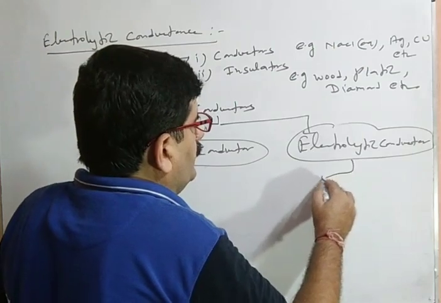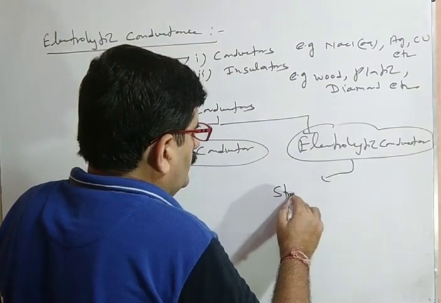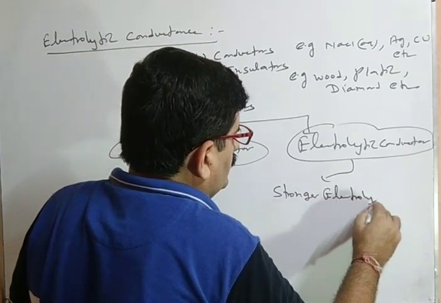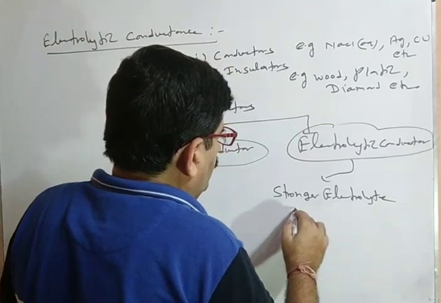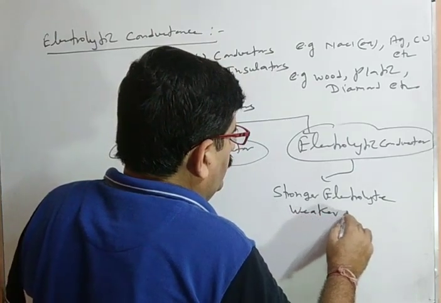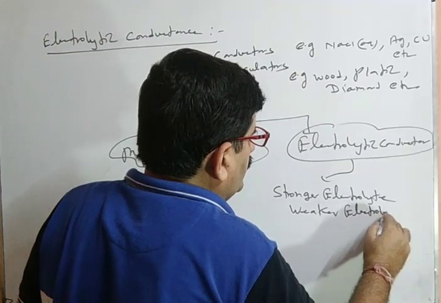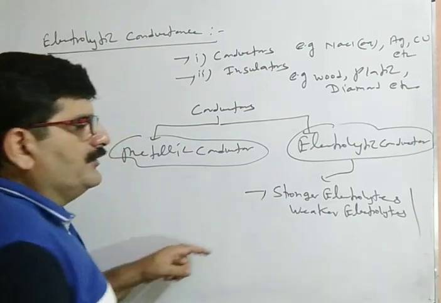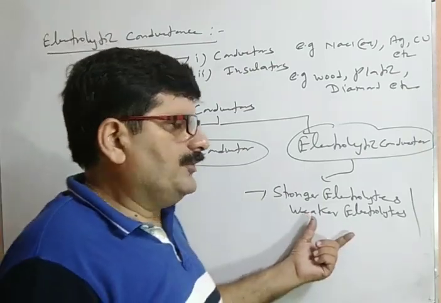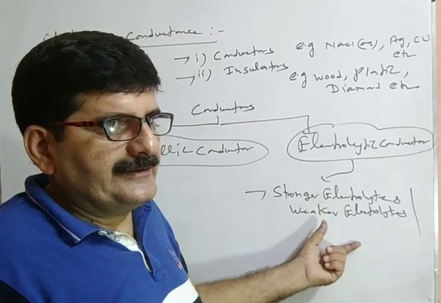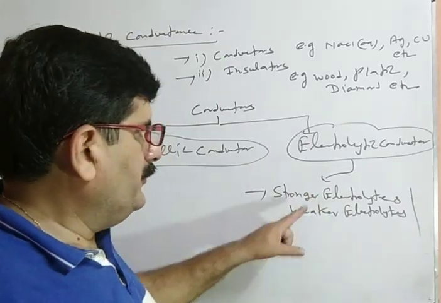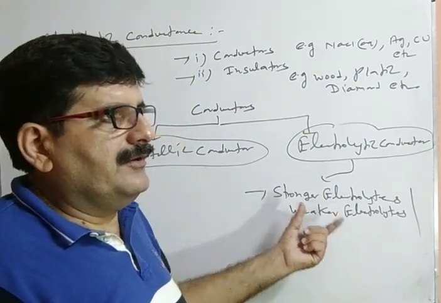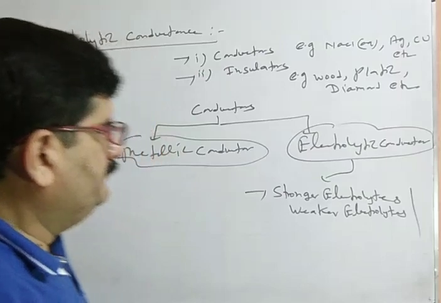Electrolytic conductors are two types: stronger electrolytes and second one weaker electrolytes. Stronger electrolytes are very good conductors of electricity, whereas weaker electrolytes are good conductors of electricity but weaker compared to stronger electrolytes. Why? Because fewer ions become available in weaker electrolytes.